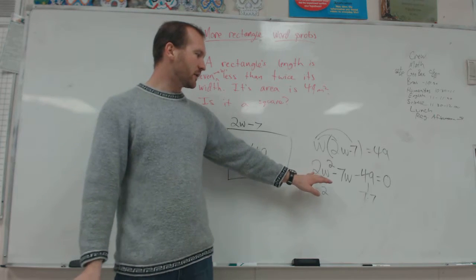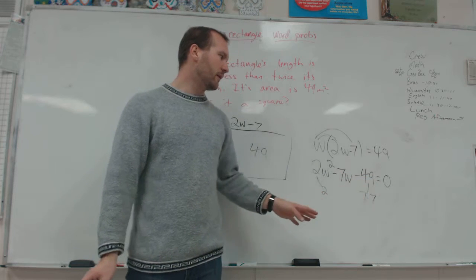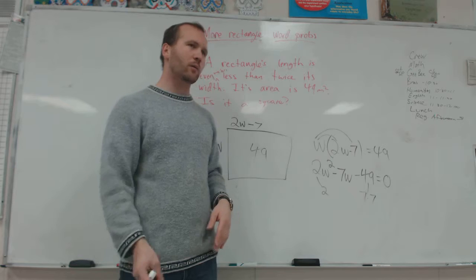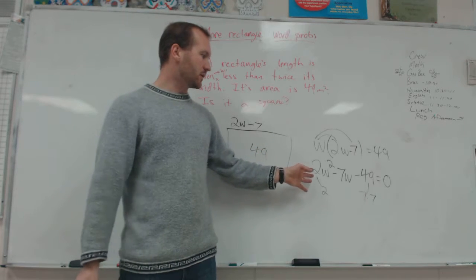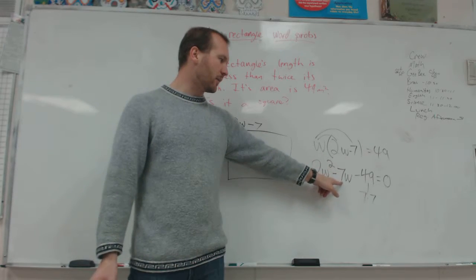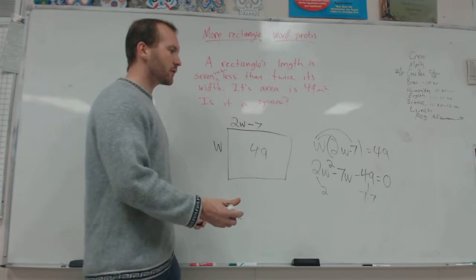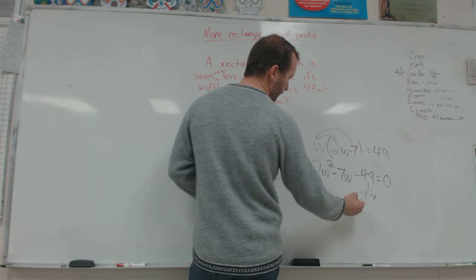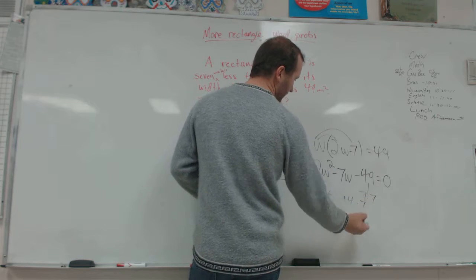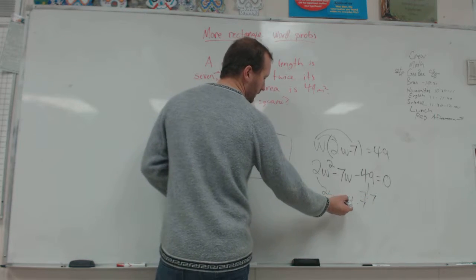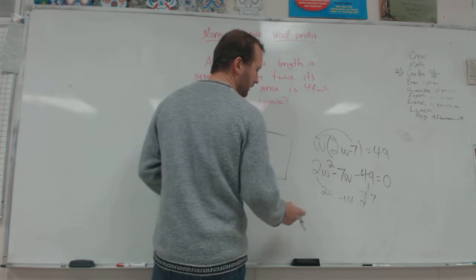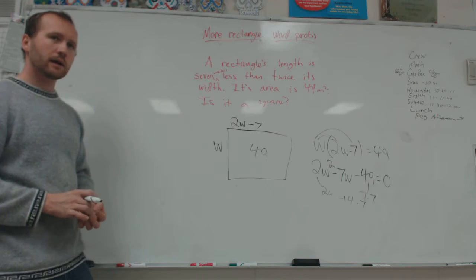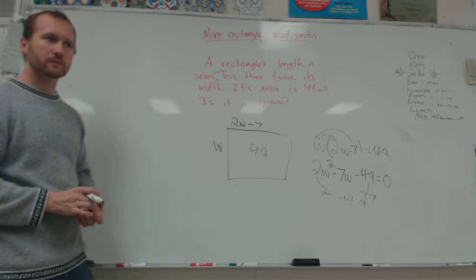The factors either have to be 2 and 49, right? We know like 1 and 98 are way too far apart. So 2 and 49 is still too far apart. The only other arrangement is to take the 7 over here with the 2, and we have 14 and 7. So negative 14 and positive 7 as our factors that are going to work for us.